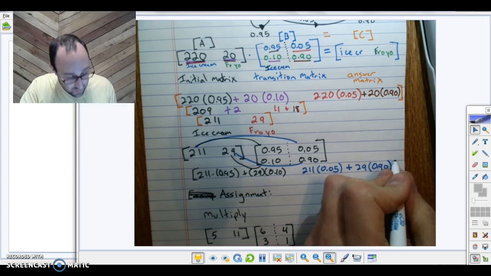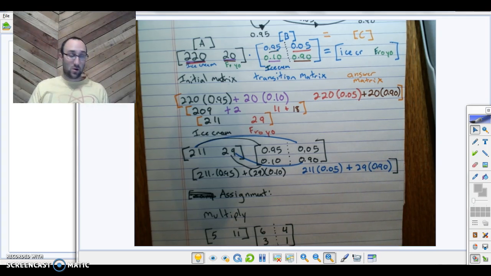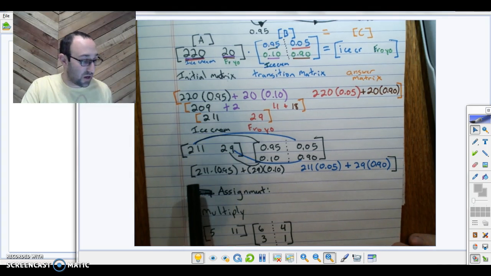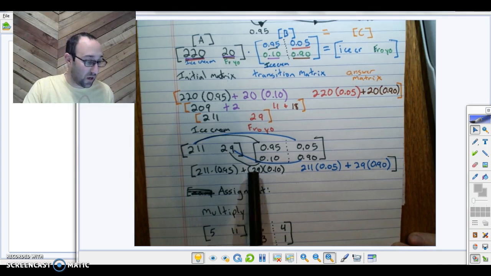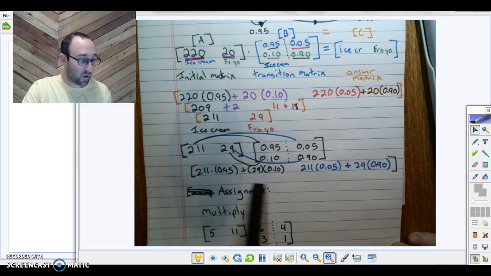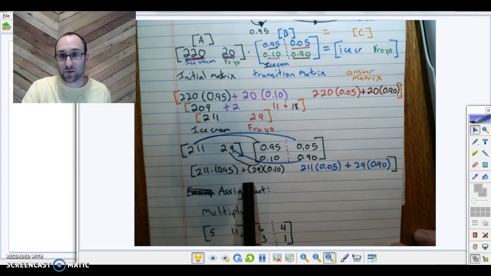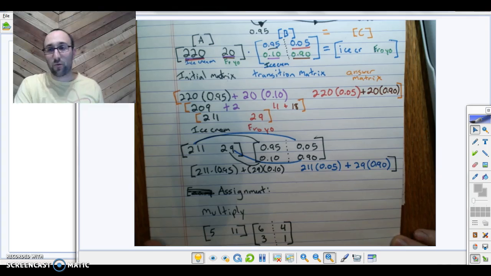Okay, so you just multiply those numbers and add them together. You notice why we add them, because it's how many were ice cream from the first one and how many are changing to ice cream from frozen yogurt. That's why we're adding. It seems a little confusing if we don't get some context to it. So hopefully that makes sense.